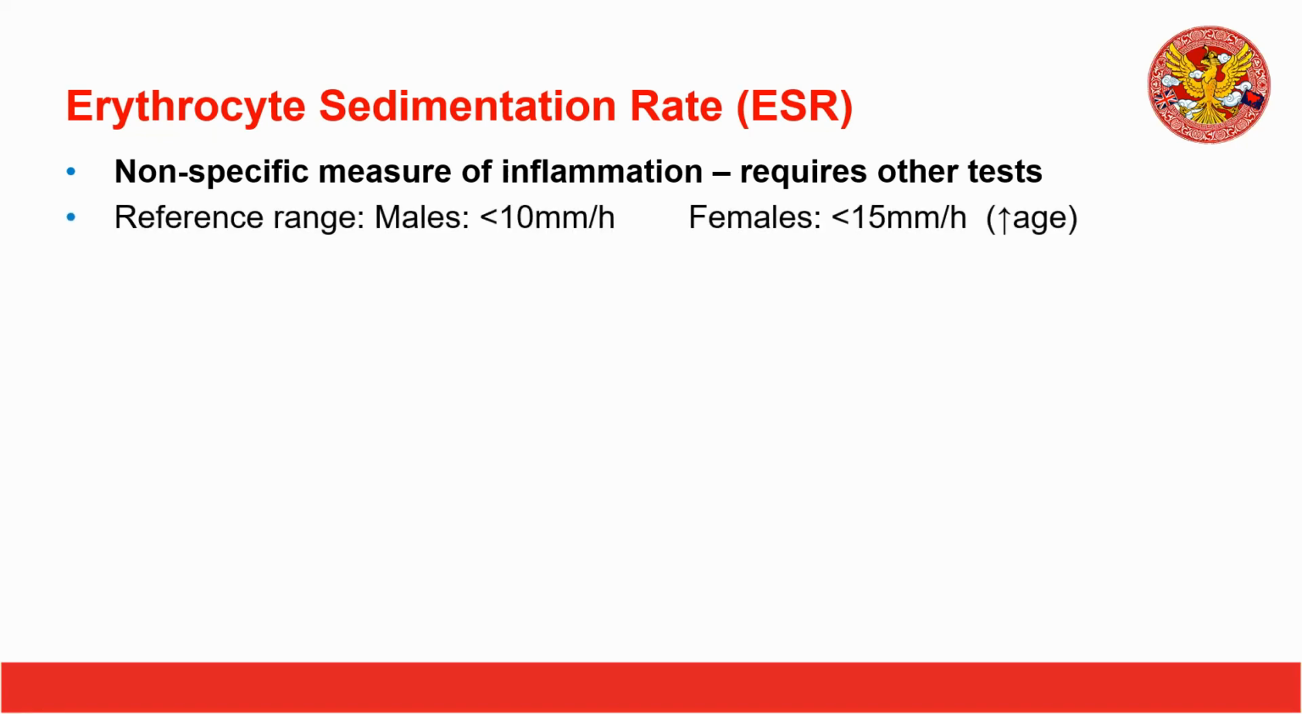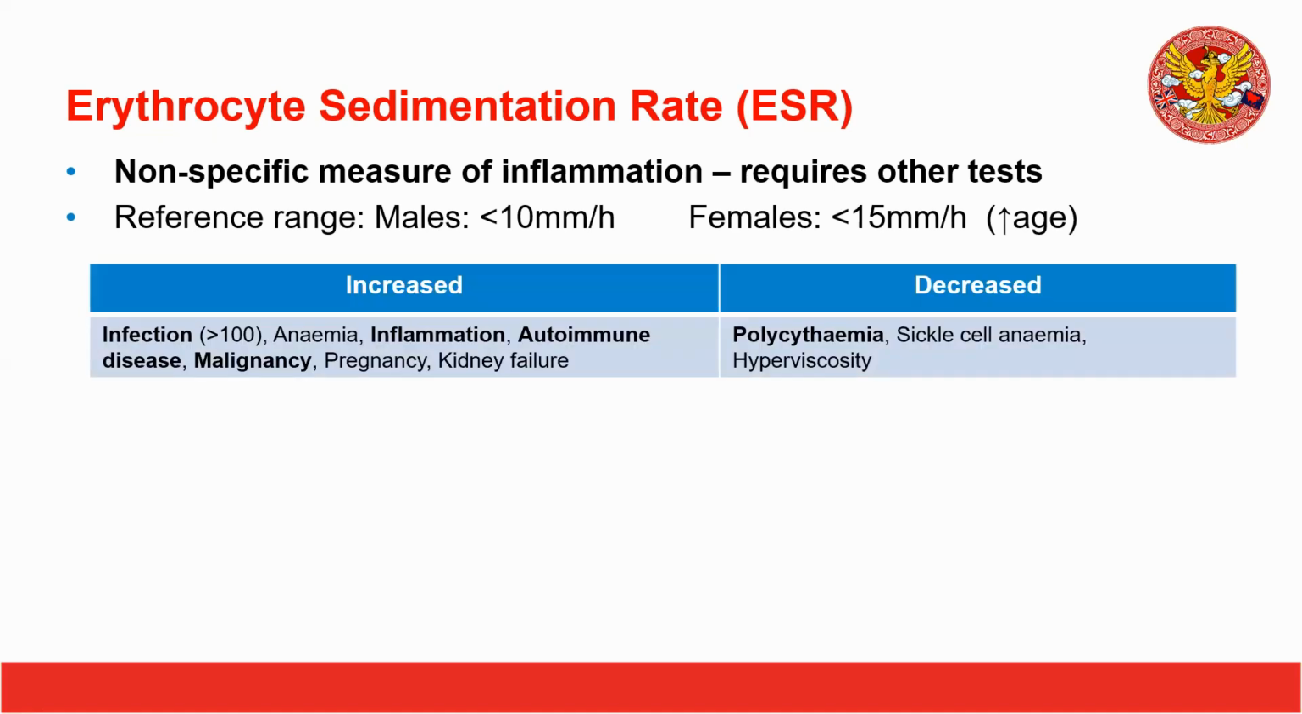There's your reference ranges. Essentially, what an increased ESR would indicate is stuff like infection, inflammation, autoimmune diseases, malignancies, and pregnancy, and kidney failure as well. If you have quite a sudden increase in your ESR level, definitely above 100, then you're thinking more along the lines of infection. Something that could cause a decrease in your ESR is stuff like polycythemia, sickle cell anemia, and hyperviscosity.